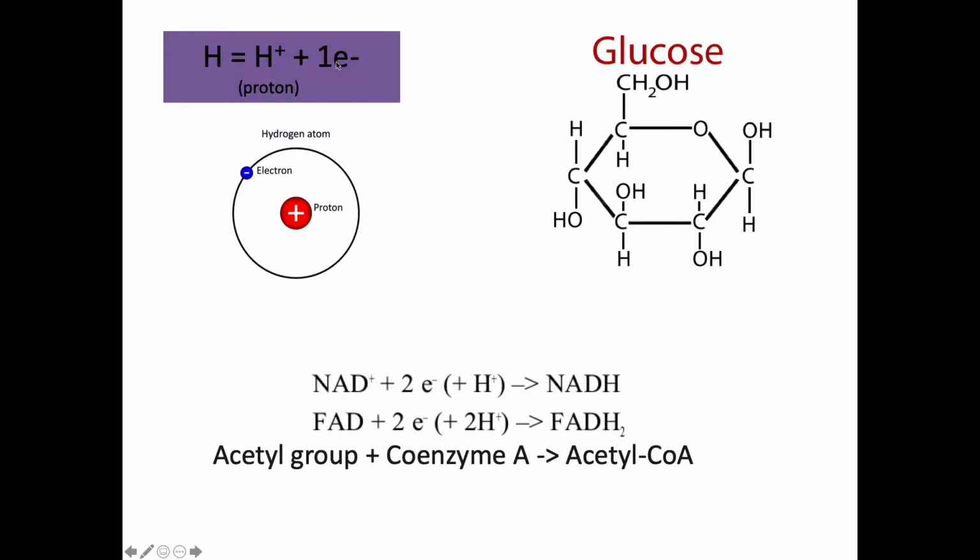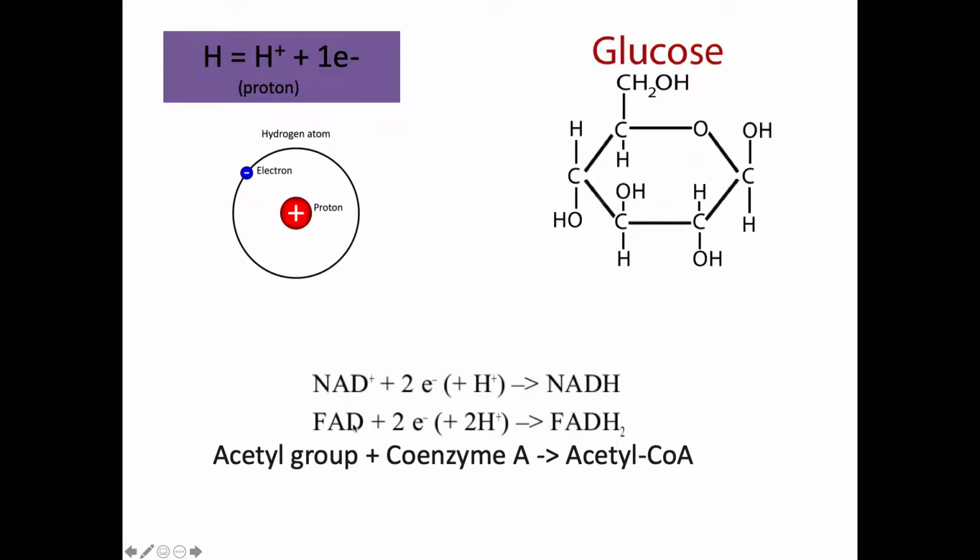So these 2 coenzymes, NAD plus, which will become NADH, and FAD, which will become FADH2, shuttle these protons and electrons around. And these are the equations to represent how NADH and FADH2 are made. Here we start off with our NAD plus. It accepts 2 electrons along with 1 hydrogen ion, and then it'll become NADH. So this NADH will shuttle 2 electrons around and 1 proton.